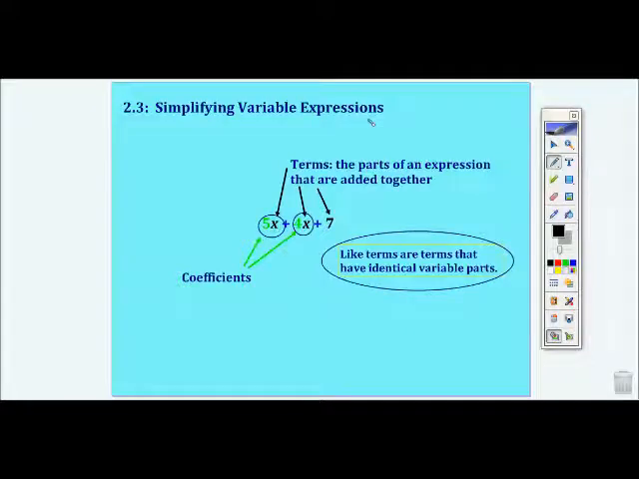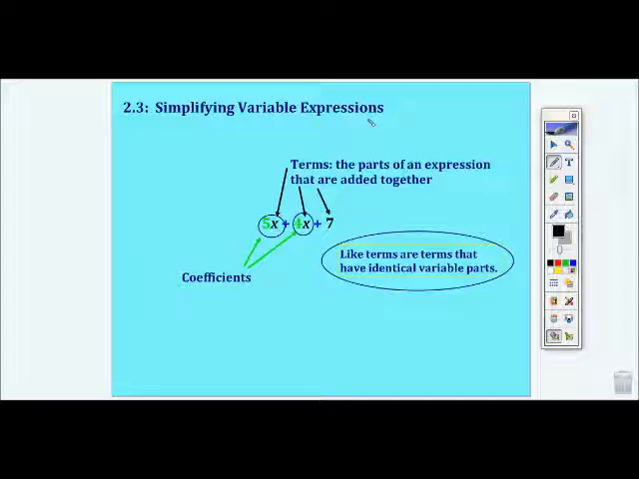2.3 continues where we left off in 2.2, and this time we're going to be simplifying the variable expressions. Both in 2.1 and 2.2, we were coming up with variable expressions, and now we need to learn how to simplify them. A couple of the terms that you need to know are that there are terms in each equation, and those are marked by the black arrows there.